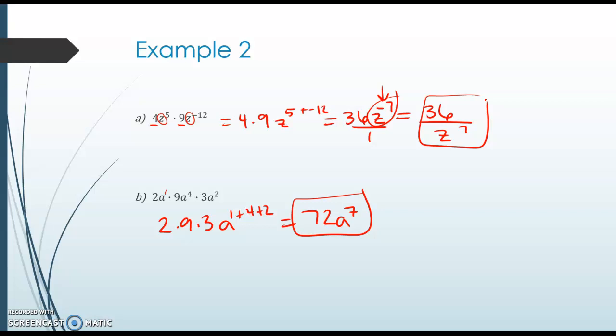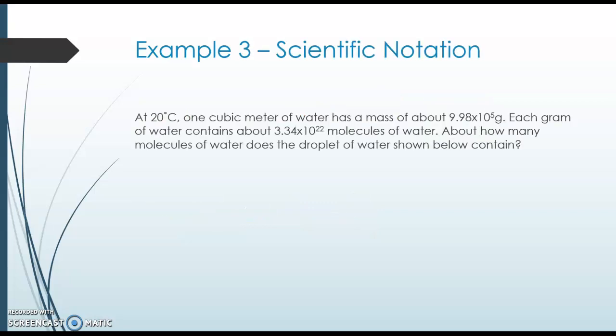So now moving on to example 3. At 20 degrees Celsius, 1 cubic meter of water has a mass of this many grams. Each gram of water contains about this many molecules of water. How many molecules of water does the droplet of water shown below contain? Well, it says below. Mrs. Cartwright didn't attach the picture. So this is what the picture looks like. Circle, and the volume is 1.13 times 10 to the negative 7 meters cubed.